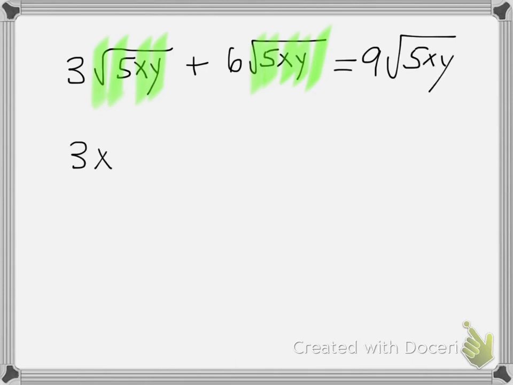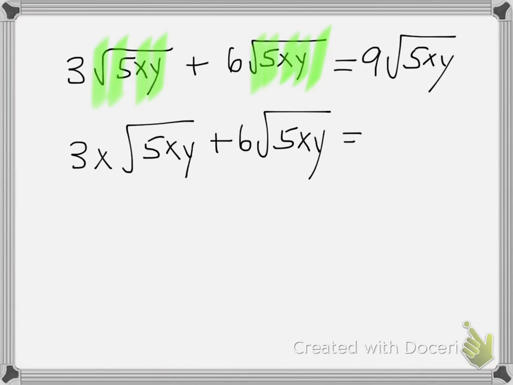This, though, we really can't combine. Even though these are exactly the same, which is what we're interested in, I can't combine 3x and 6. So I would just leave it like that. We're always trying to determine whether or not we have the same radicand, 5xy, and the same root, square root, cube root, or whatever it is. So that's how you end up adding or subtracting your radicals.